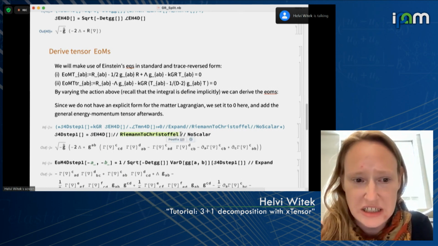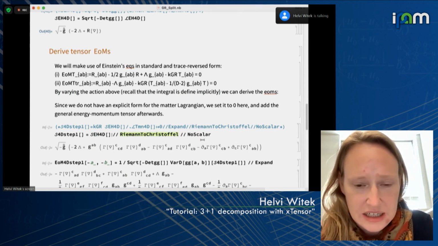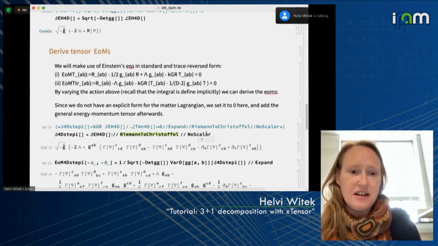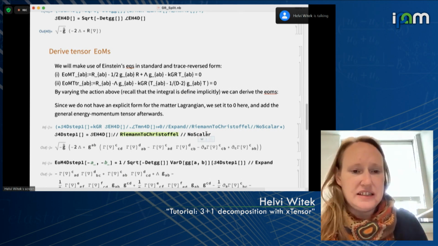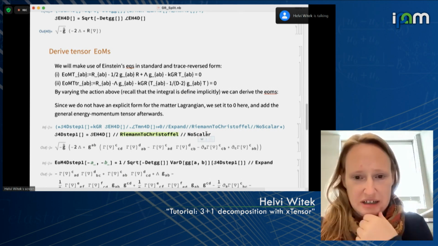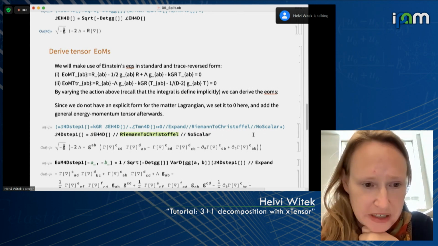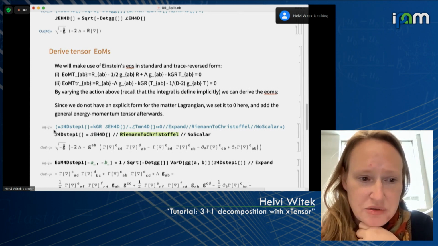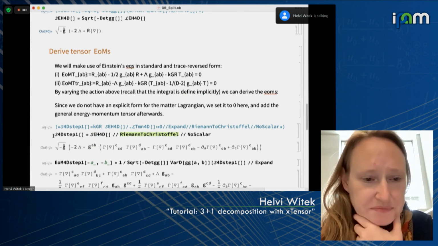It should be highlighted in green. So I'm applying this command and say Riemann to Christoffel. And I have one more simplification that I say no scalar, which essentially means that for any pair of dummy indices, it actually introduces a new letter here. It's just something that I find more useful. And this is the first step that you can do to derive your equations of motion. So this is just writing out our action in terms of Christoffel symbols.